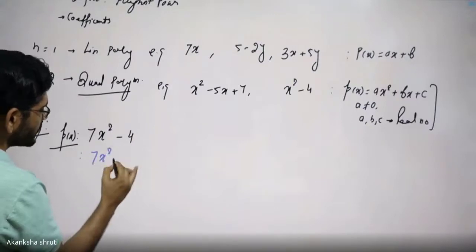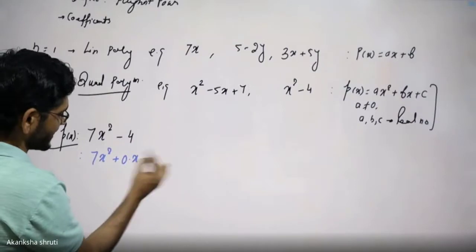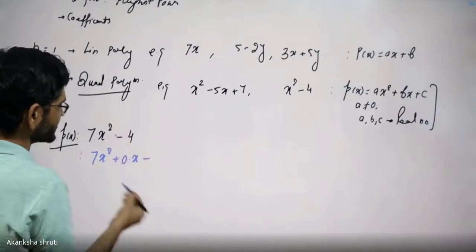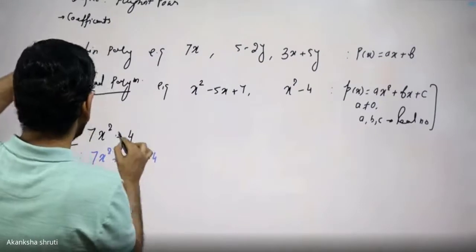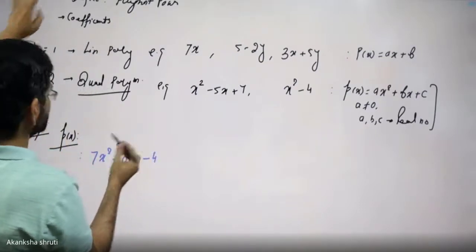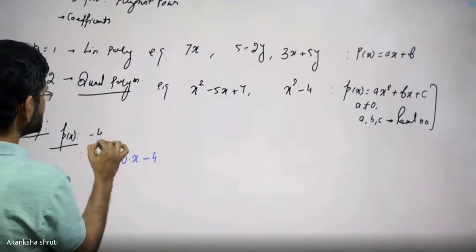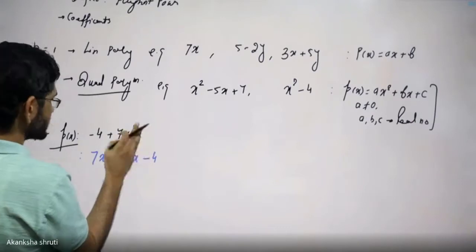So 7x square, no x term means plus 0 into x, because 0 multiplied by anything becomes 0. That's why it is not written here. Minus 4 is there. Students, even if this question is written like this, say minus 4 plus 7x square, that also means the same thing.